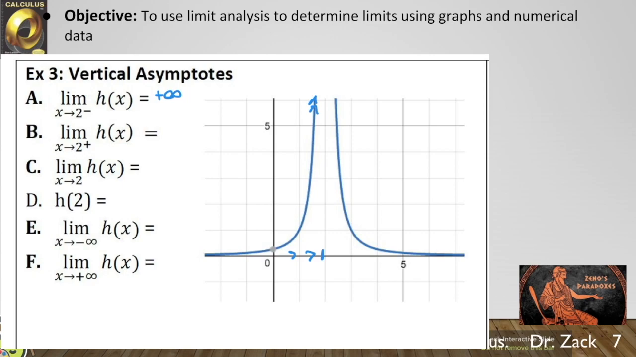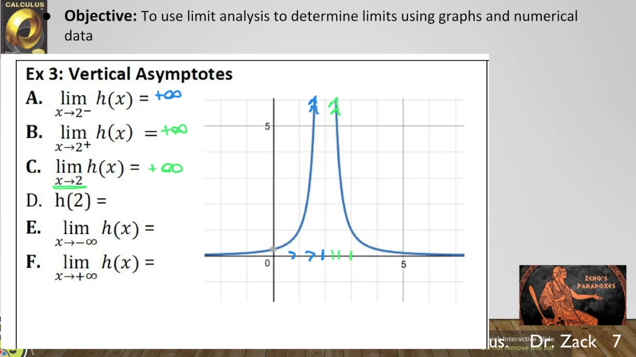Now we're going to approach 2 from the right-hand side. So from the right-hand side of 2, let's see what our graph will do this time. We're going upward, and look at that. The graph is going towards positive infinity again. Now, if we're thinking about x approaching 2, which means from both the right and the left side, that's going to show us that the values are both heading upward to positive infinity. So along this particular vertical asymptote, both graphs go to positive infinity.